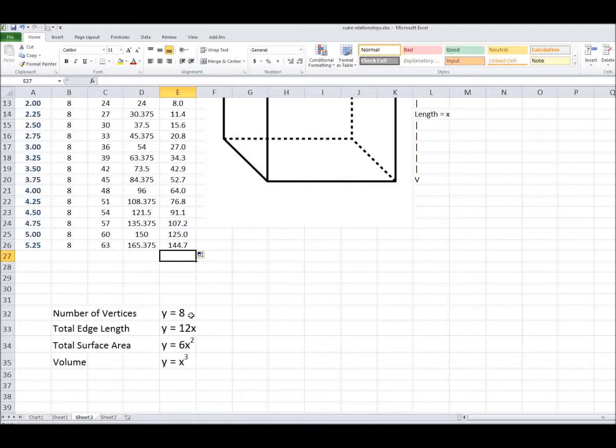Y, the number of vertices, is simply 8. It does not depend on the edge length. The total edge length is 12 times x. The total surface area is 6 times x squared, and the volume is x cubed.